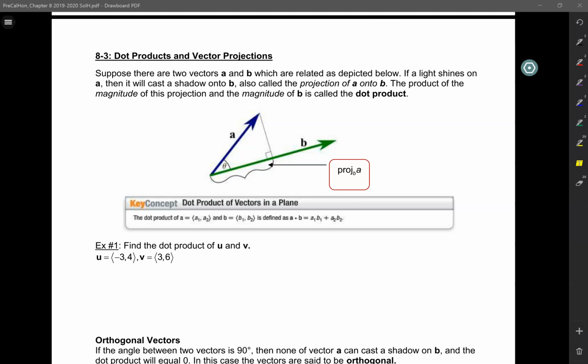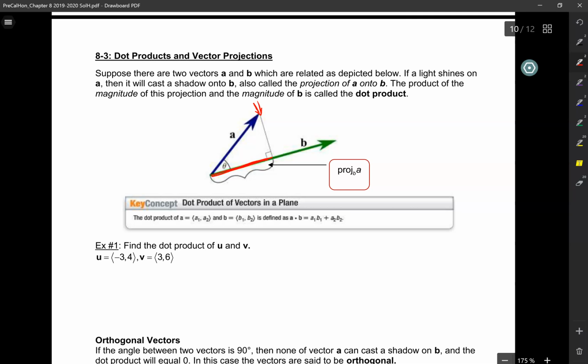Okay, so what is a dot product? A dot product is this. If you have two vectors like this, A and B, and suppose you were to shine a light, like a flashlight, right here, so that you hold the flashlight perpendicular to B, do you see that A will cast a shadow onto B? And the length of that shadow will be as long as that bracket right there on the bottom. So this will be the length of the shadow that A casts on B.